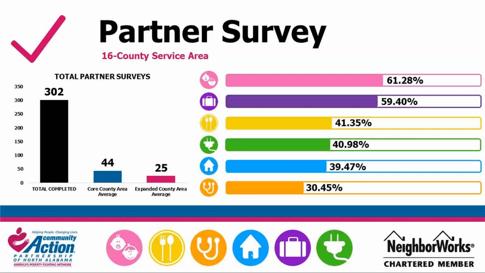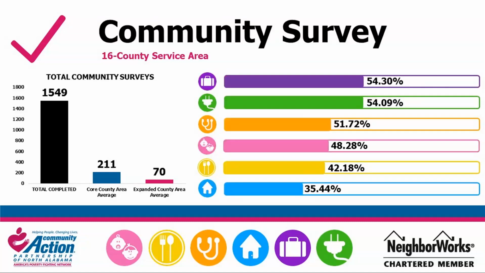The blue is housing, and our survey results showed safe and affordable rental housing, housing stock for home ownership, home repairs, and weatherization. And then the orange is health care, and that's dental, physical, and prescription assistance. So we've looked at the partner survey results. Let's look at the community survey results.